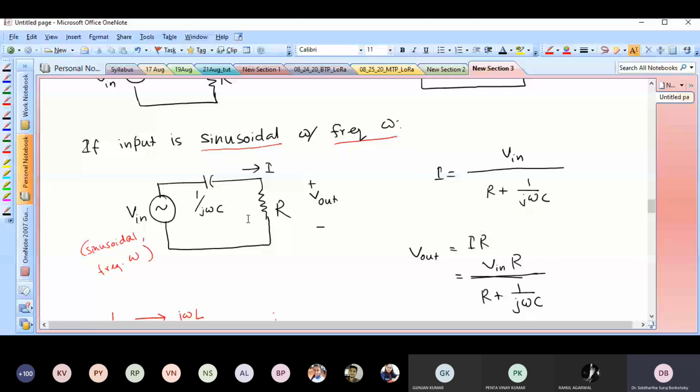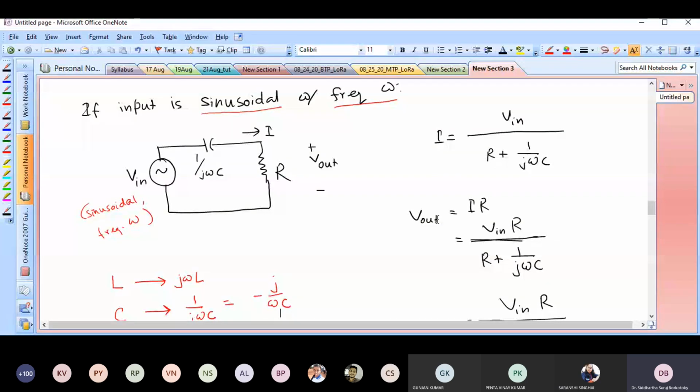So what is the current here? Again, exactly like resistive circuits, you take the input voltage divided by the total resistance. In this case, it's the total impedance. So you divide V in by R plus 1 by j omega C. So we have V out is equal to I times R. Again, same as before, you have a current flowing through a resistor, so the voltage across the resistor would be I times R, and the voltage across the resistor is our output as well. So our output voltage V out is IR.